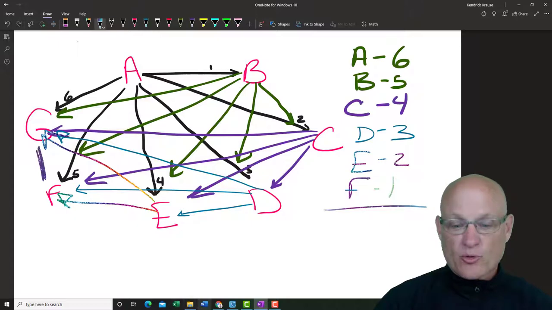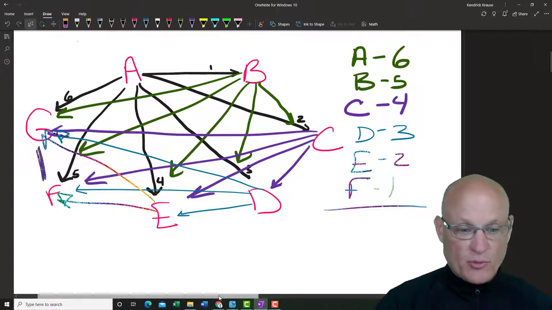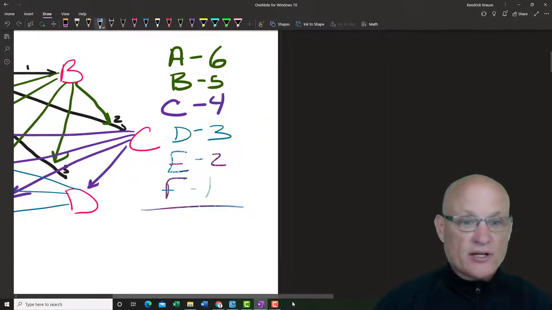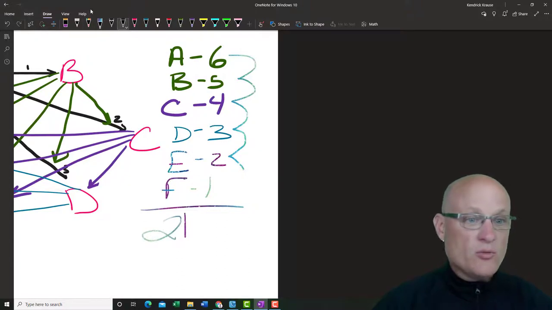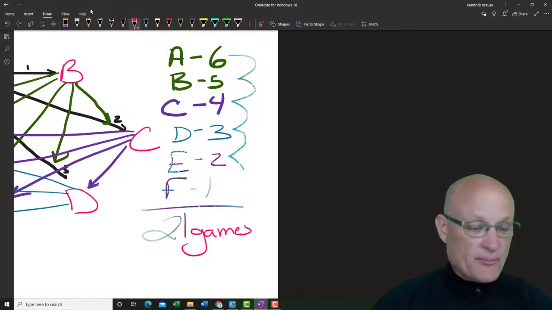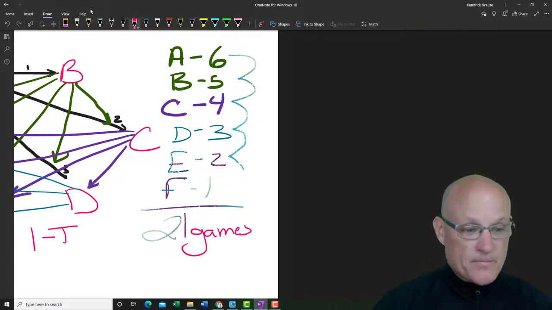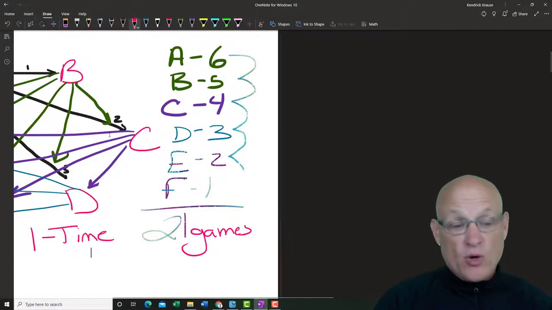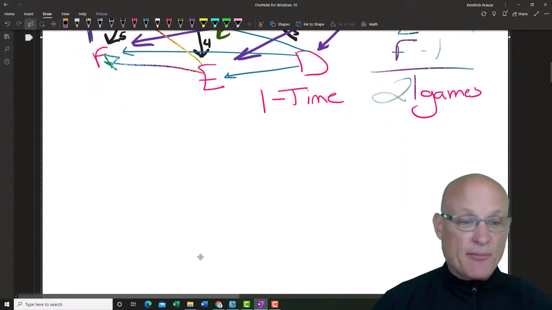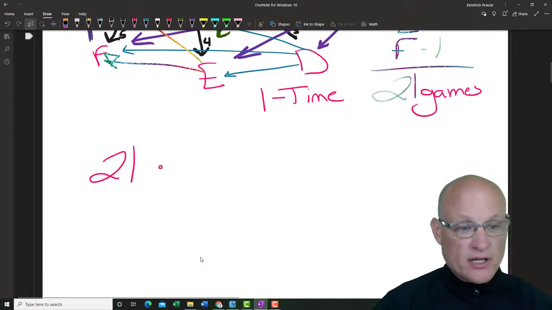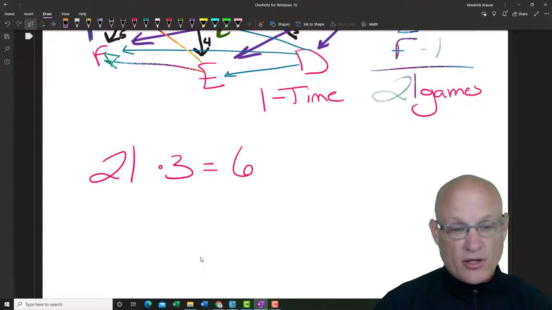So how many games in total were played? Let's see if we can figure that out. 6, 11, 15, 18, 21. So this was 21 games, and that's just if they play each other one time. So if it's 21 games when they play each other one time, all I got to do is multiply that by 3: 21 times 3, and they would play a total of 63 games.